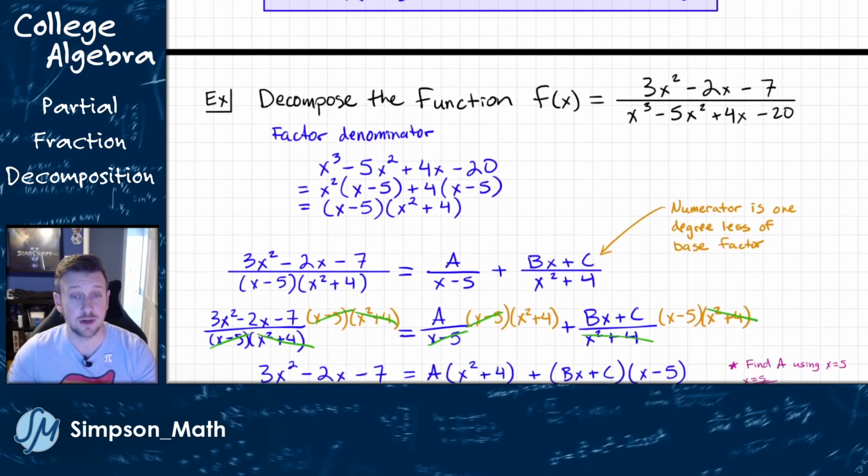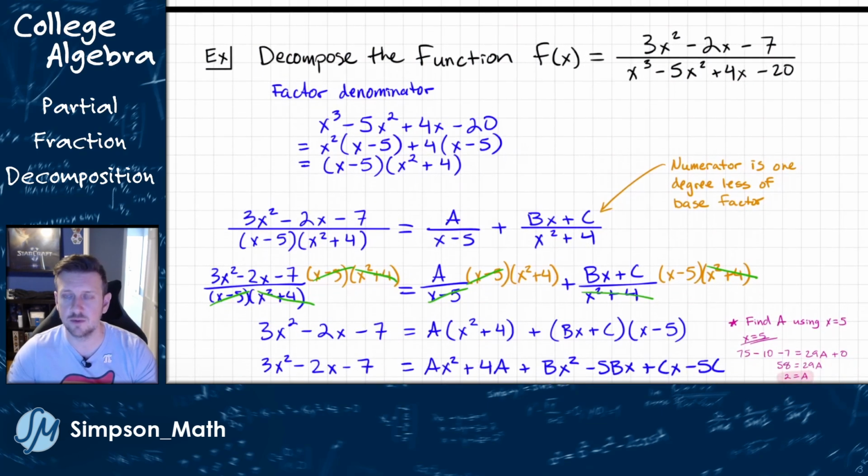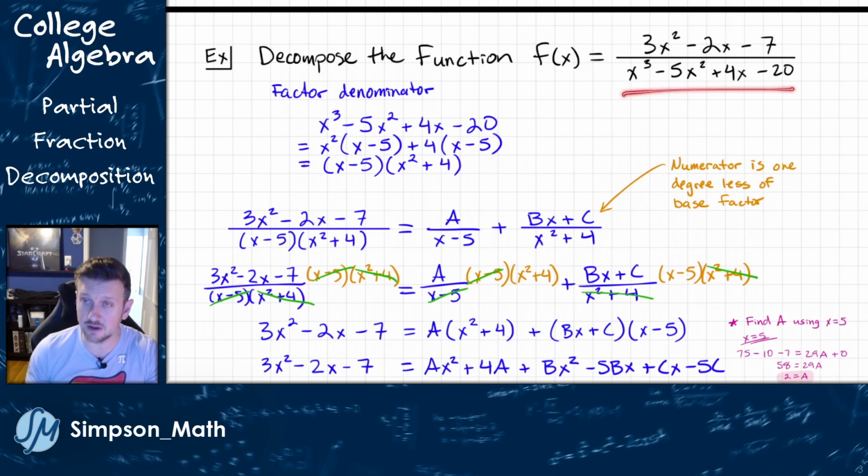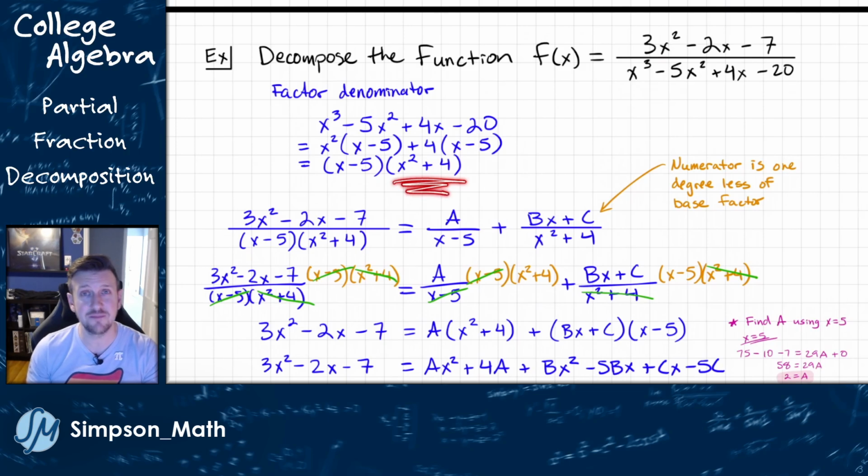All right, what about this one? So if we were to decompose this function, notice I'm just calling it a function here. It's the same idea. I have this function. I'm wanting to decompose it. Factor our denominator. This is factorable by grouping, so yay that. But this x squared plus 4, that is a prime factor. That is a prime quadratic factor. That can't factor any further.